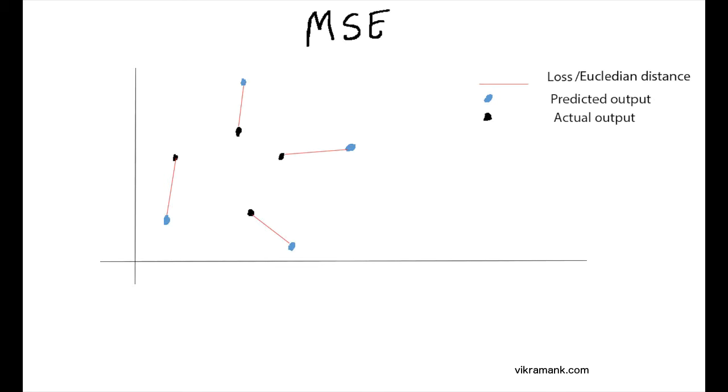The red line denotes the Euclidean distance between these 2 points, and it is summed over all the different examples. And what we are trying to do in machine learning, in neural networks in general, is minimize this particular loss, that is minimize this particular distance, so our predicted and the actual outputs are very close to each other.